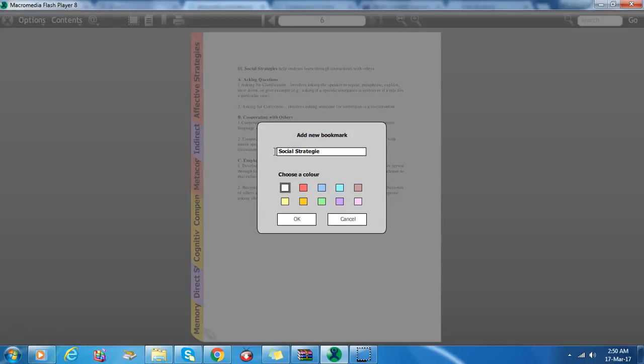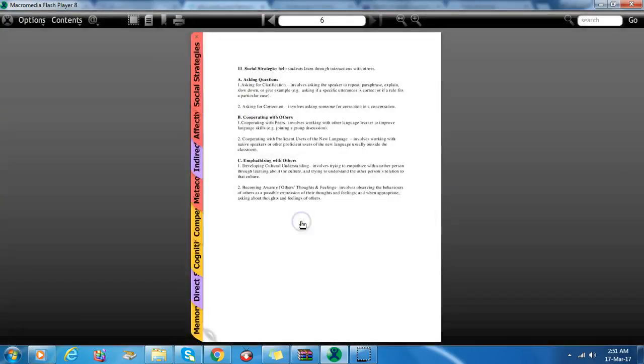strategies. And also you can customize your color. So I will follow my previous indirect strategies color, which is pink, and you have to click OK. So there you go. On my left hand side, there is social strategy bookmark for me to easily find the particular page.